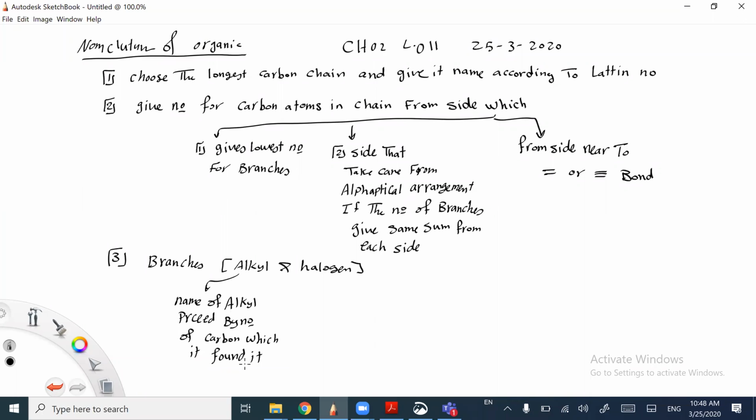For the halogens, Cl, Br, I, F, it will be chloro, bromo, iodo, fluoro.